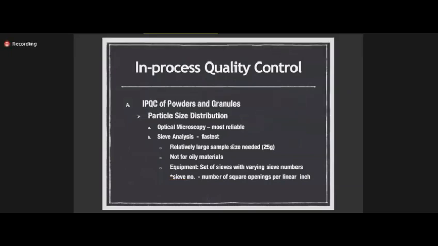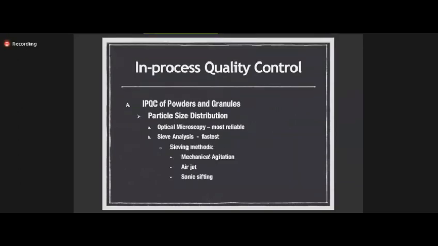Okay? So sieving methods, we have mechanical agitation. You place everything on top and then just shake it. That's your mechanical agitation. Then we have air jet. In air jet, class, a stream of air passes through the sieve, and then you check whether the particles pass through the sieve.